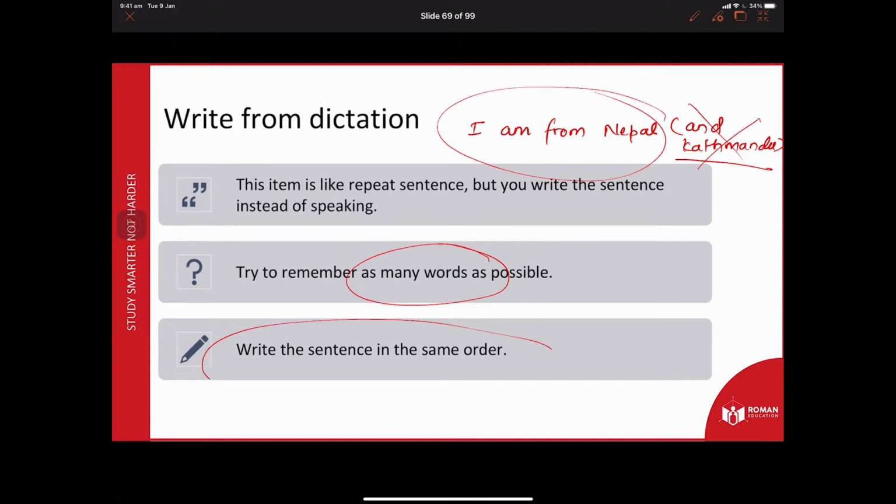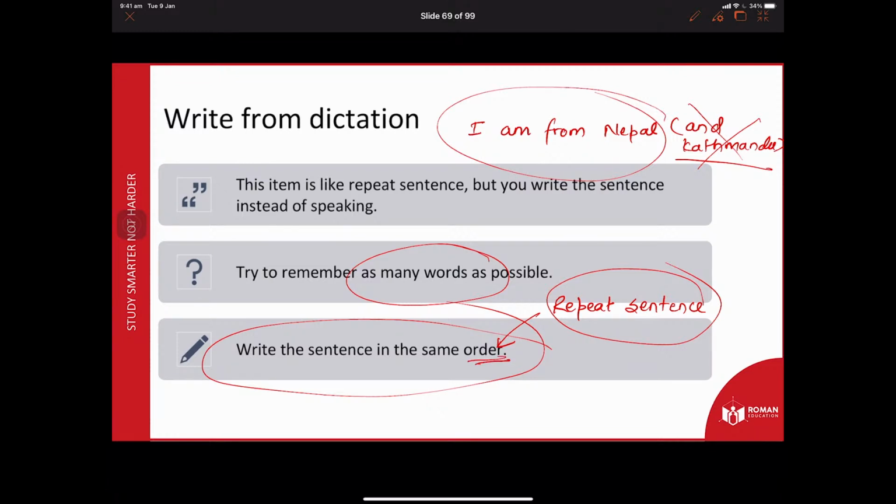Now, in the third point, I have mentioned here that you should write the sentence in the same order as much as possible. But regarding order, what you have to remember is order is important in Repeat Sentence. In Repeat Sentence, you don't get points if you repeat the sentence but the order is incorrect. But in Write from Dictation, order itself is not important.